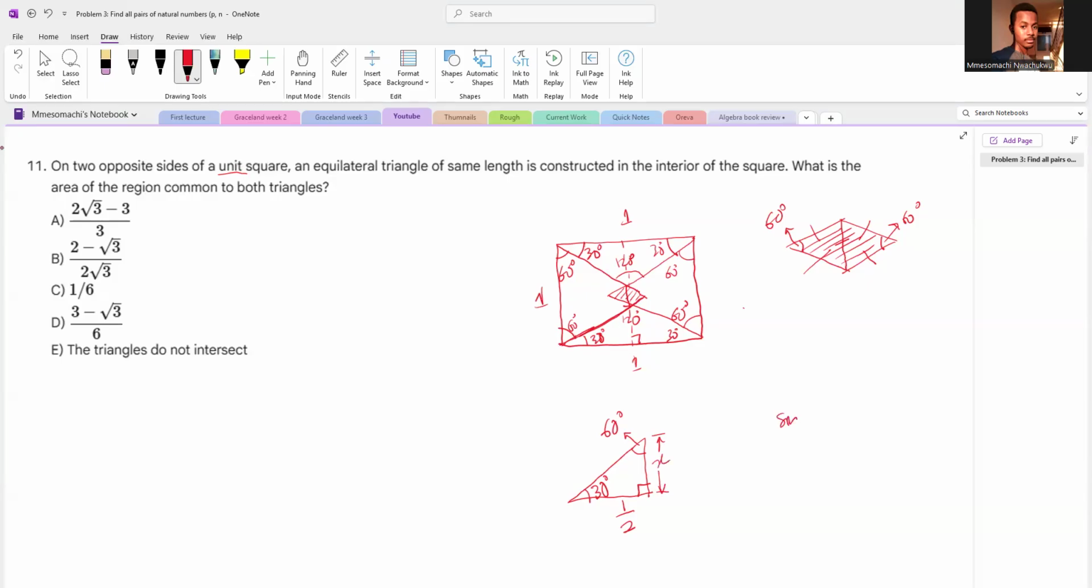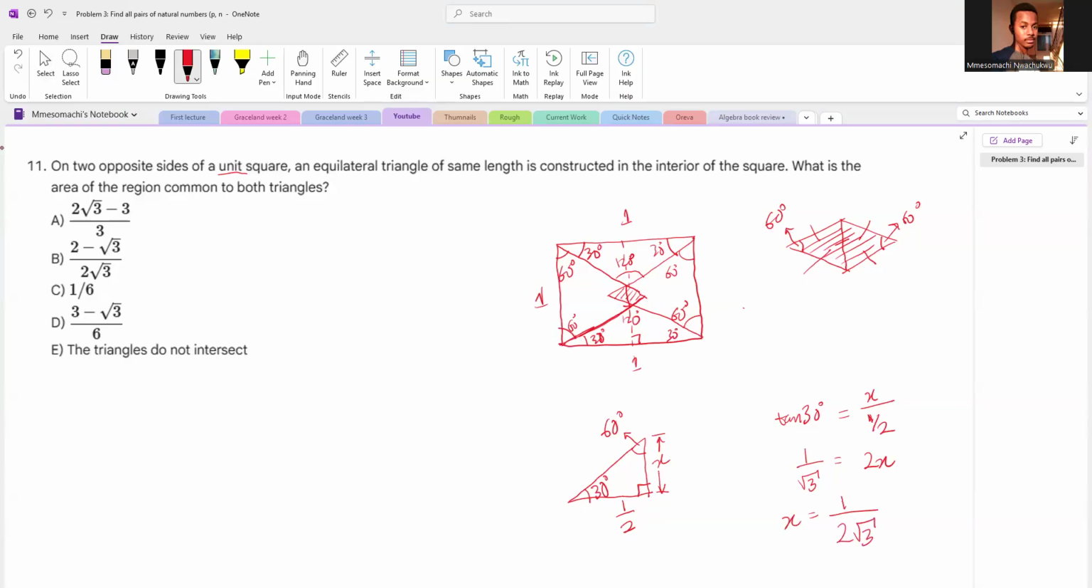We know that in this triangle, it's better to work with tan 30 degrees. So tan 30 degrees is equal to opposite over adjacent, so x divided by half. And we know tan 30 degrees is 1 over root 3. So 1 over root 3 equals 2x, because x divided by half is just 2x. So we know that x is equal to 1 over 2 root 3.